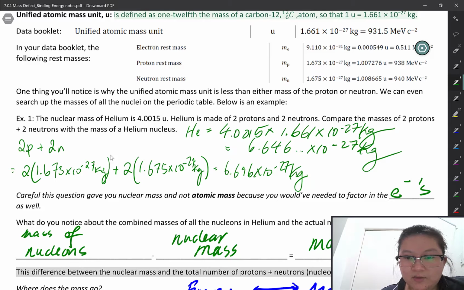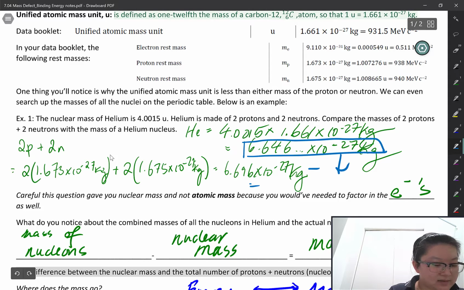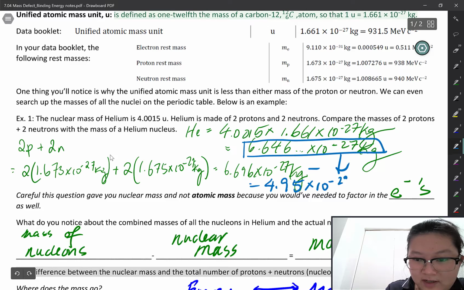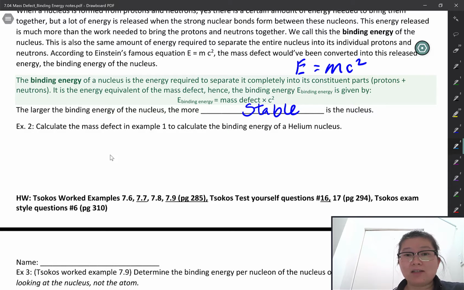And I'm actually going to subtract the mass of our helium nucleus. So I'm going to take this and subtract it. And let's see what we get. We get 4.95 times 10 to the power of negative 29 kilograms. So it's a very tiny difference between the two, but there is a difference. And you're thinking, ideally it should be exactly the same, because helium is essentially 2 protons and 2 neutrons. So why aren't they the same? This is where the second part of this question comes in.